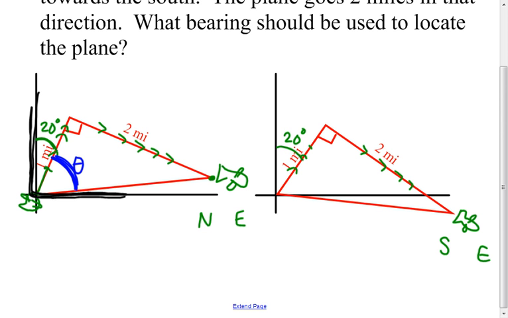I'm going to find the angle theta, and you're obviously going to be able to use SOHCAHTOA here because this is a right triangle. And so I will go tangent of that angle is opposite over adjacent, because that's what I have. I have an opposite and I have an adjacent. So opposite is 2, adjacent is 1.